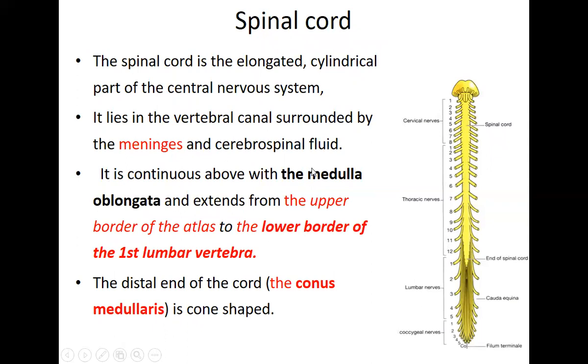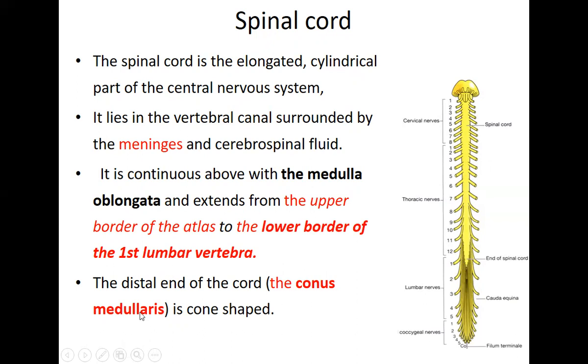It is continuous above with the medulla oblongata and extends from the upper border of the atlas to the lower border of the first lumbar vertebra. If you see, the vertebral column is long compared to the spinal cord. So it extends from the medulla oblongata above all the way down to the lower border of the first lumbar vertebra. You see here, this is the first lumbar vertebra. At this level the cord will end, but the nerves will continue down.